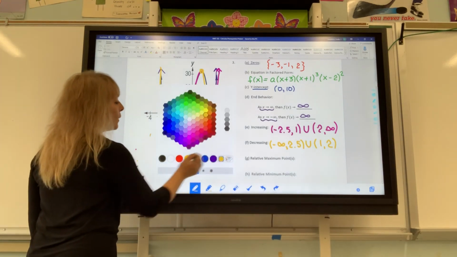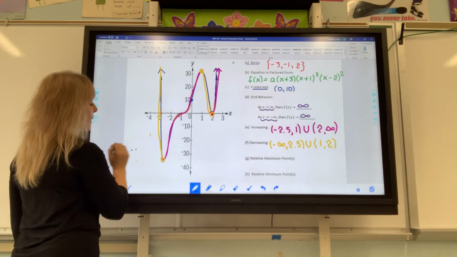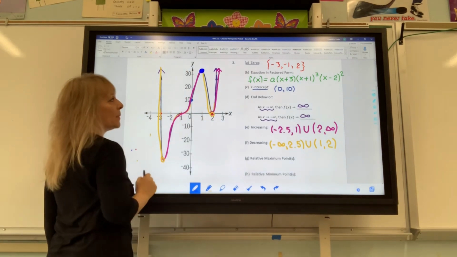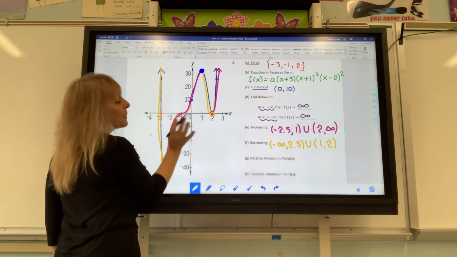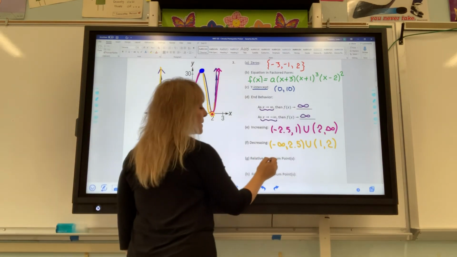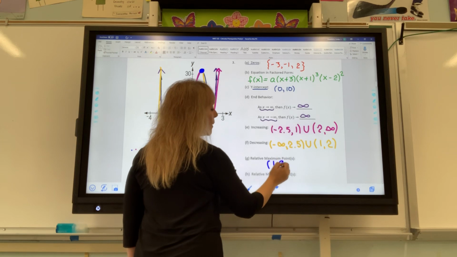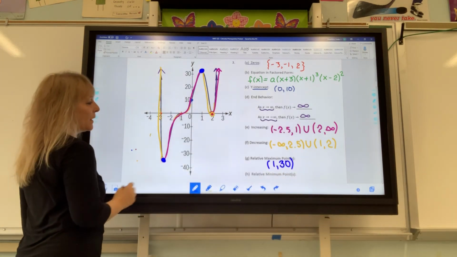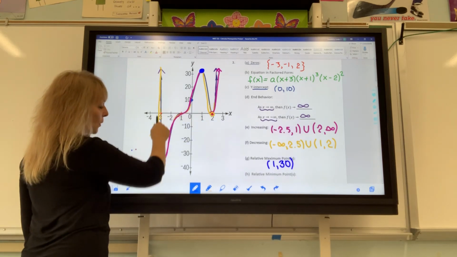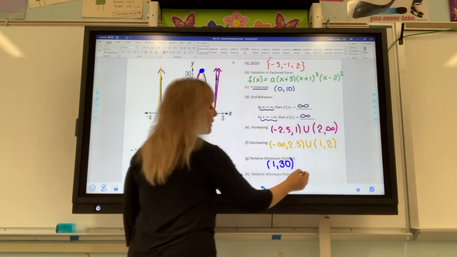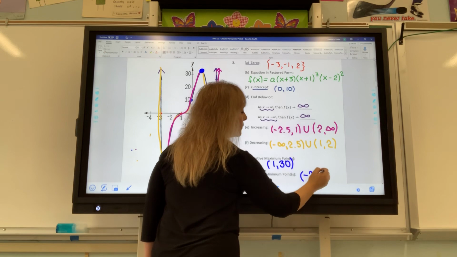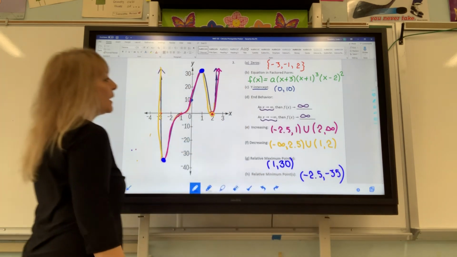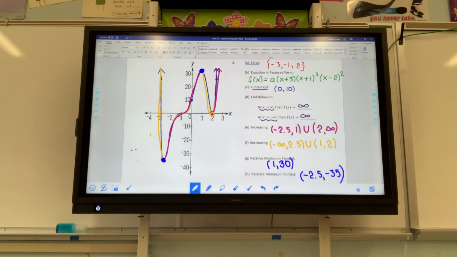So basically, when it is asking for a max point, that would be up here. The point 1, I'm going to wing it and say it's 30. I know it's not perfect. That's the max point. And a min point would be over here, and I'm just going to say it's -2.5, and I'm going to say -35. And answers to finish up page 2.